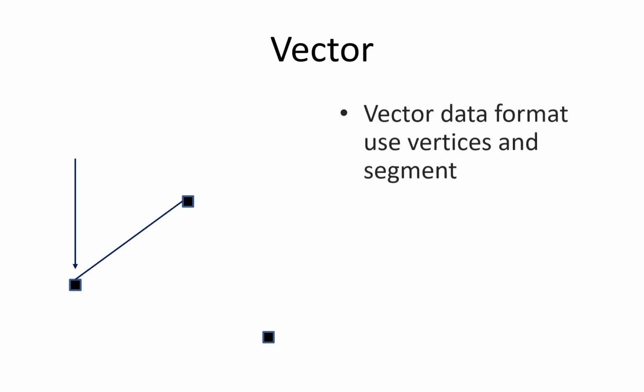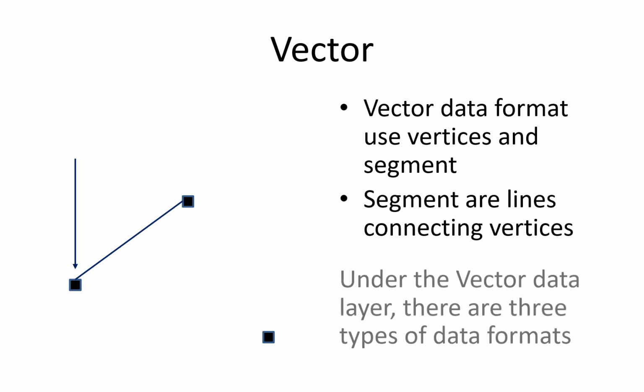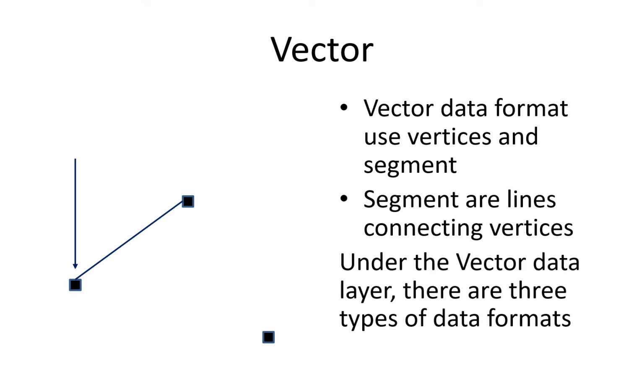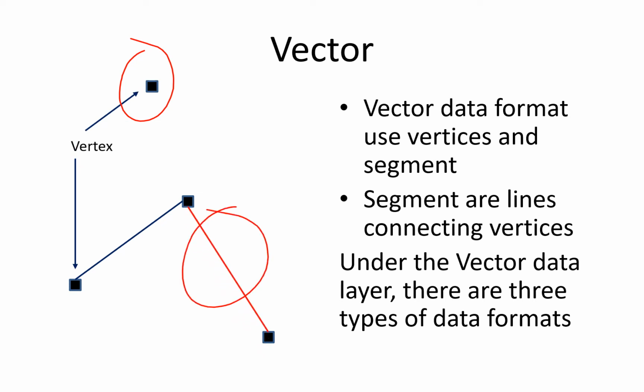Okay, so we say that there are three types of data format under vectors. So we have a vertex. This is a vertex, and we have a segment, a line segment, meaning that these points do have just vertices, but the lines must have a vertex, together with a line segment like this.